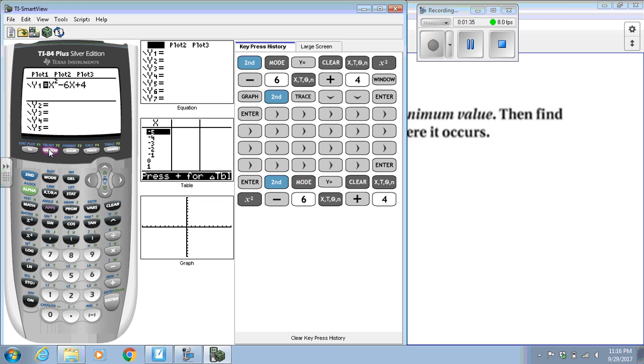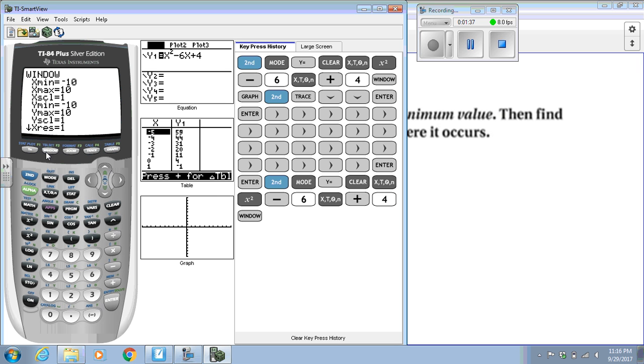Now, what you can do is always rearrange your window. Pressing the window just talks about what you would like your graph to look like. X min just means the minimum x value, which I usually make negative 10. My x max is 10, and then my scale is 1. I also make the y min and the y max the same thing. So the y min is negative 10, y max is 10, and the scale is 1. So now I'm going to press the graph button to graph the function.